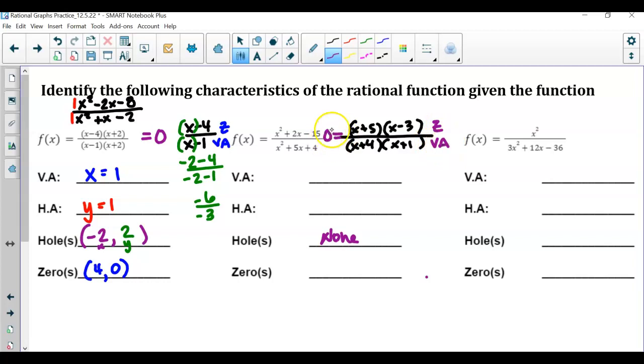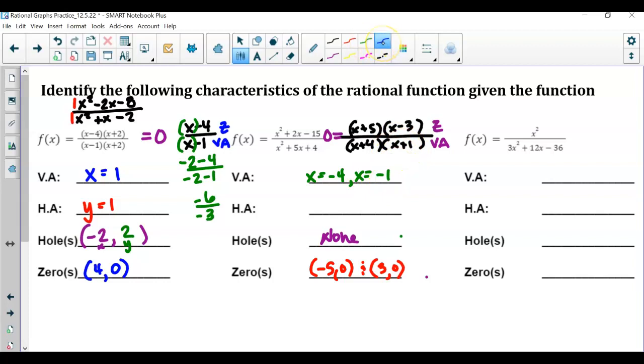Again, remember, we're setting everything equal to 0 when identifying our parts. So that means the 2 zeros are -5, so (-5, 0), and we also have (3, 0). Then the vertical asymptotes, we have two vertical asymptotes: x is equal to -4 and x is equal to -1.